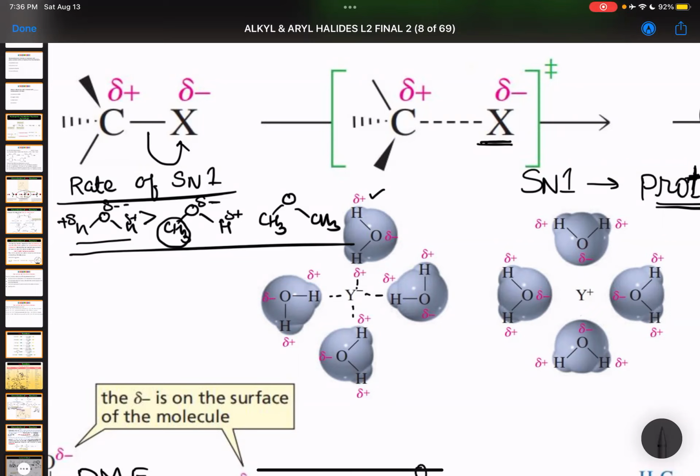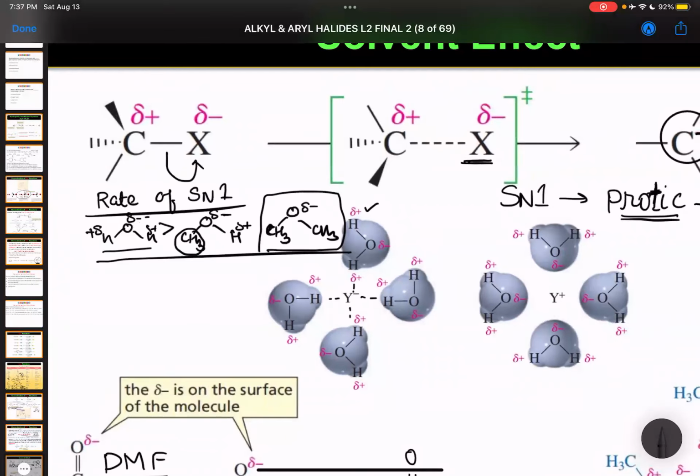But what happened to dimethyl ether? It is not a suitable solvent for an SN1 reaction, because there is a minus charge, but the plus charge is not there on H plus. It may be somewhere on the carbon, but it is of no use because carbon is not exposed. It is actually CH3, so it is of no use. So only the minus charge is there.